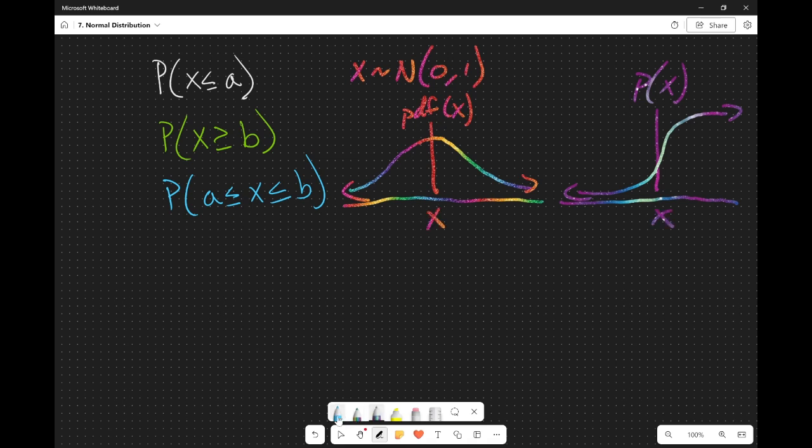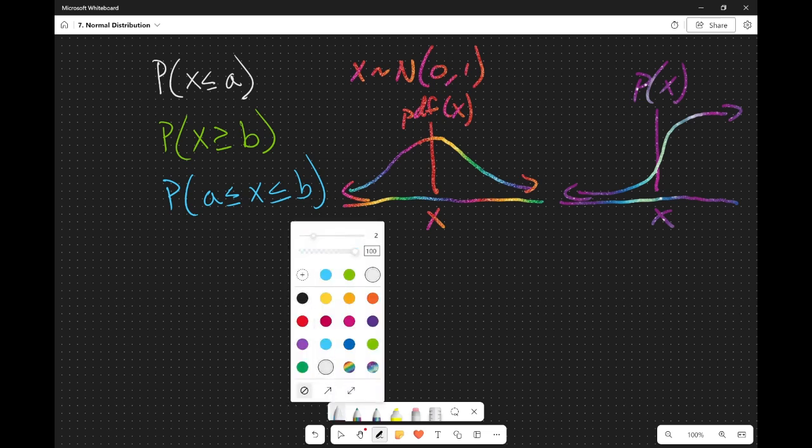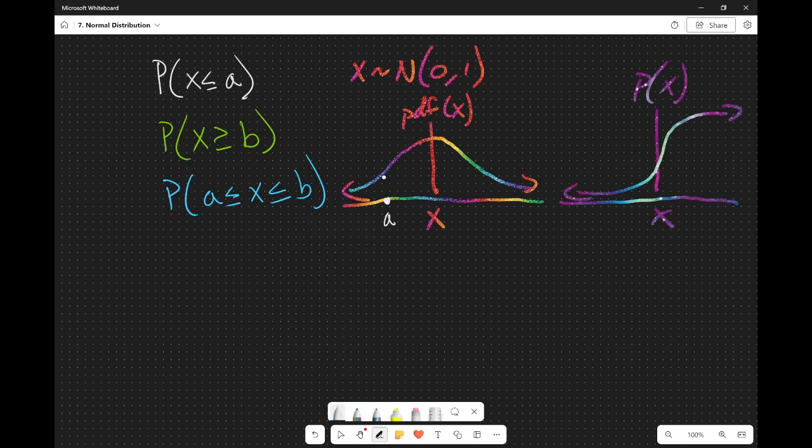The first thing we're going to note is that we're going to put an a somewhere over here. We'll say that this is a, and this is the PDF of a. This is a density point. We don't actually want to know the density point of a, because the density point of a is not the probability of a. Since the normal distribution is a continuous distribution, we can't ask what's just the probability of a, because it has no mass.